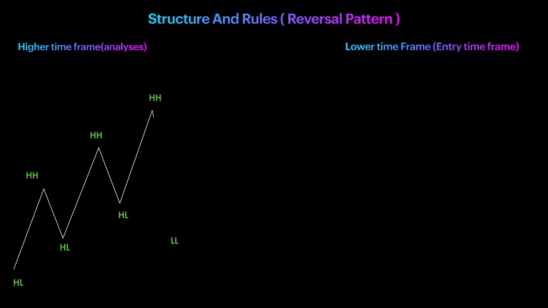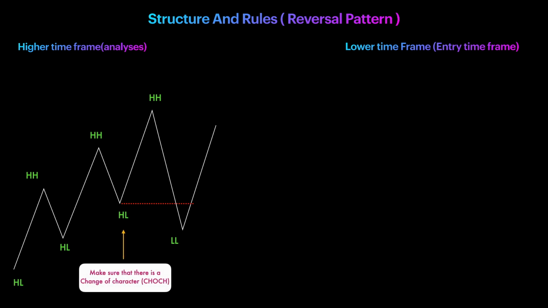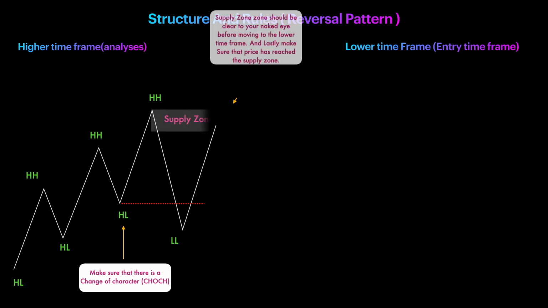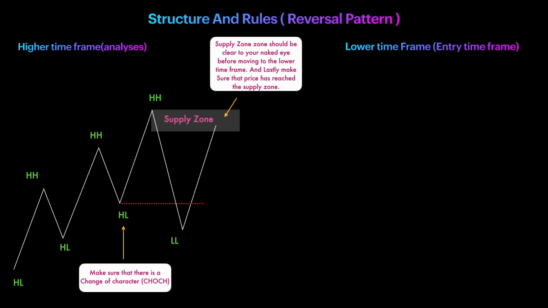In this section of the video, we will cover the structure and rules from the higher time frame to the lower time frames. For a reversal pattern, it's crucial to ensure that there is a clear change of character in the higher time frame. In this example, we can observe that the last higher low has been broken. The supply zone should be clear to your naked eye. Before moving to the lower time frame, ensure that the price has already touched the supply zone or is very close to touching the supply zone.